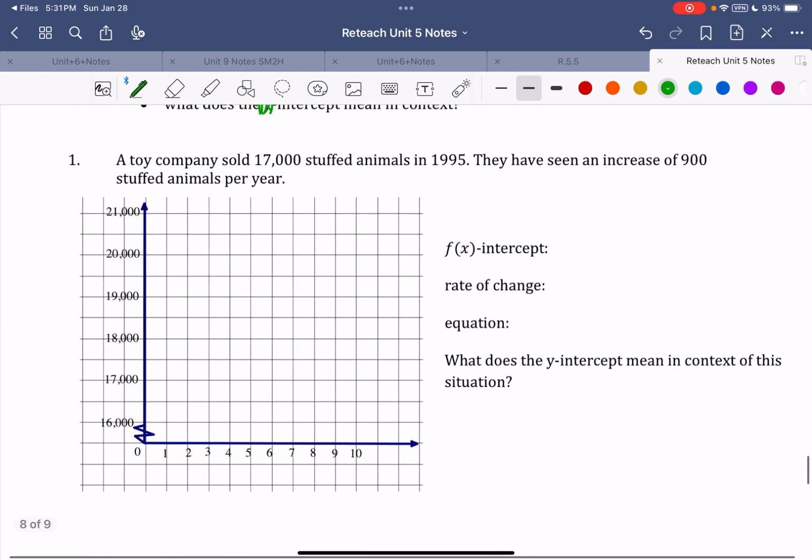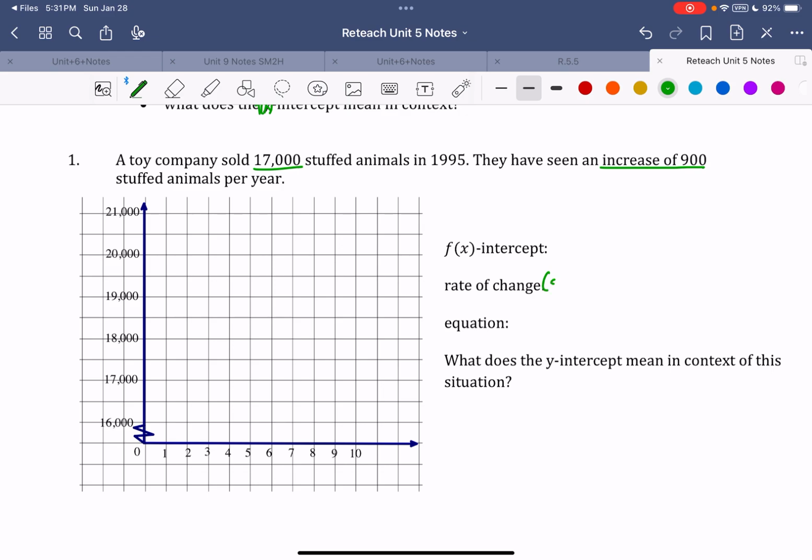Okay, so here, number one, a toy company sold 17,000 stuffed animals in 1995. They have seen an increase of 900 stuffed animals per year. So the f of x intercept, that is our starting point. So if we did 17,000 and then we're doing an increase of 900, we know that our rate of change, this is also the slope, if you want to think of it that way, that is 900, and our f of x intercept is what our starting sales were.